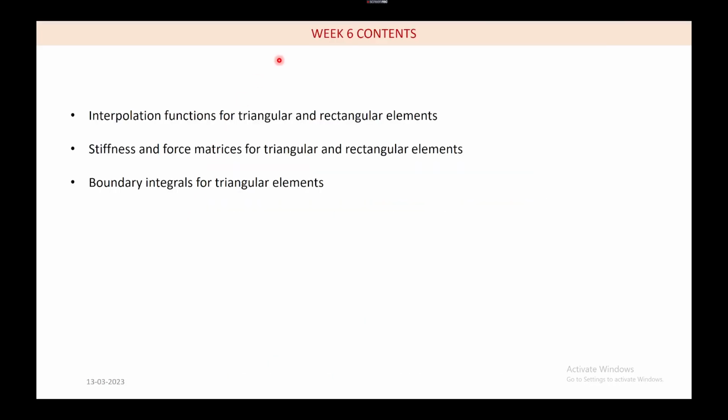If you can recall, these are the major topics of the week 6 lecture contents. First, we saw the interpolation functions for triangular and rectangular elements, for two-dimensional finite element problems with a single variable. Second, we saw stiffness and force matrices for triangular and rectangular elements. The next major topic deals with the boundary integrals for the triangular elements.